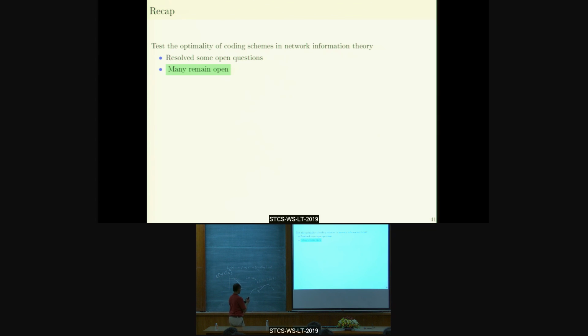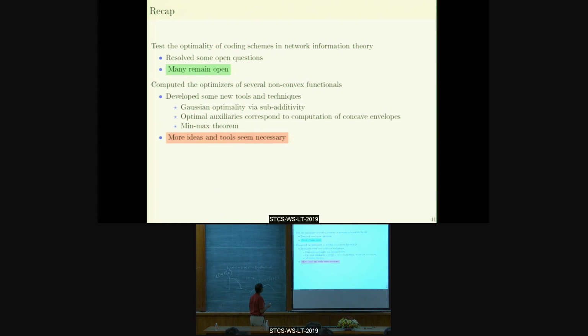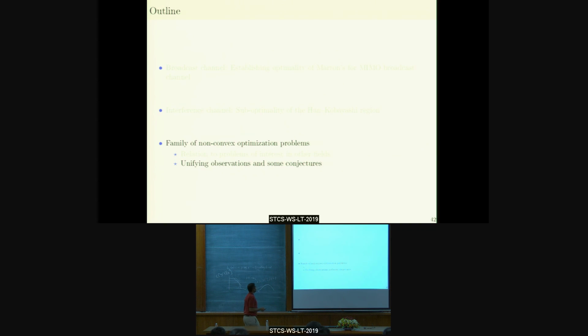Okay, so we wanted to test the optimality of coding schemes in information theory. We saw some, but many remain open. And we want to compute the optimizers of several non-convex functions. We developed some tools. We developed some new tools with techniques of Gaussian optimality, subadditivity, and optimal auxiliaries corresponding to computational concave envelopes. There's the min-max which we use, but more ideas and tools definitely seem necessary. And these specific families of non-convex functions also appear in other fields. The tools can be used to get some new results.